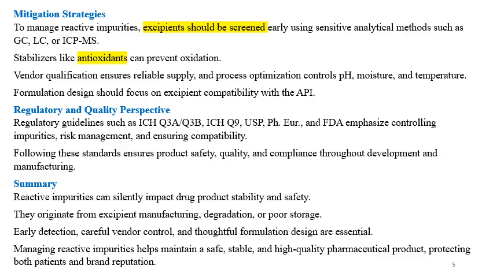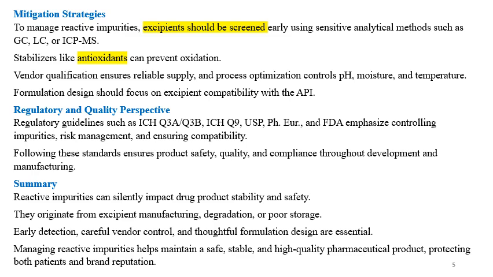Mitigation strategies. So how to mitigate? To manage the reactive impurities, excipients should be screened early using sensitive analytical methods such as GC/LC, ICP-MS, and some others. You can use stabilizers like antioxidants, which can prevent the oxidation. You can go for extensive vendor qualification, which ensures the reliable supply, and process optimization controls. Then controlling the pH, moisture, and temperature. Formulation design should focus on excipient compatibility with the API.